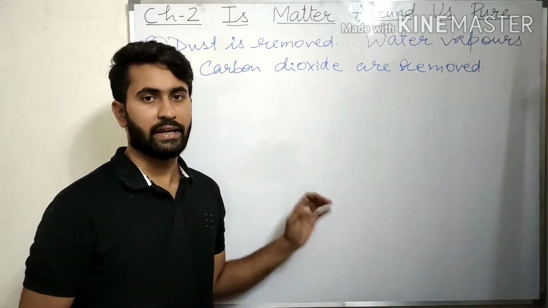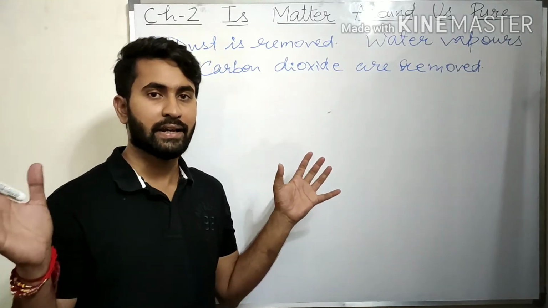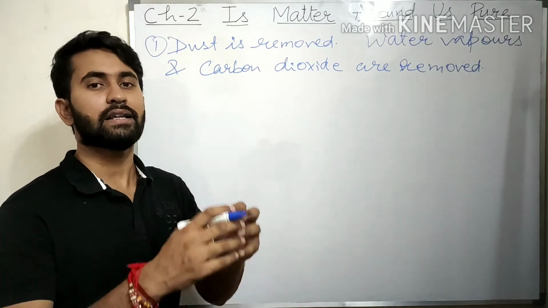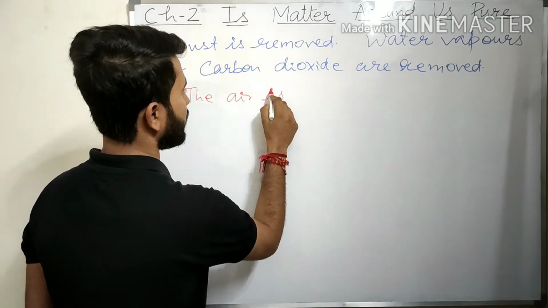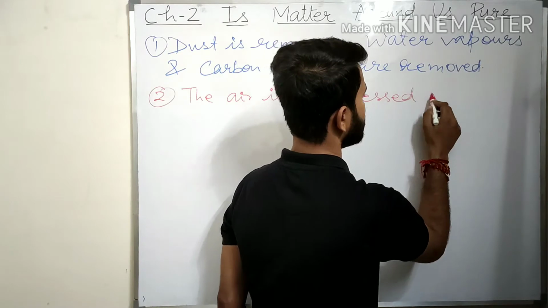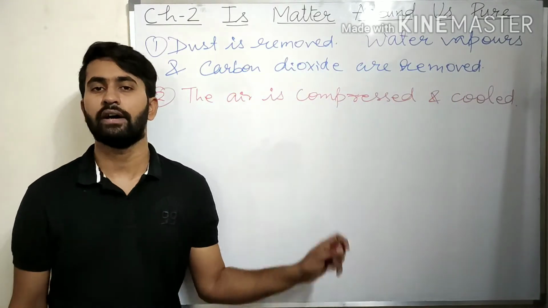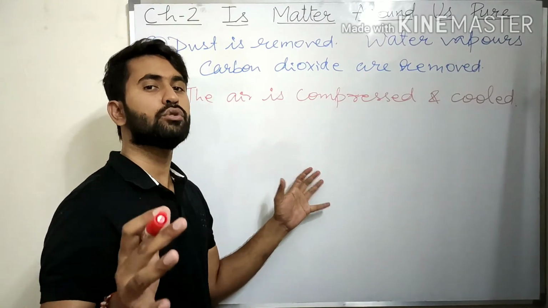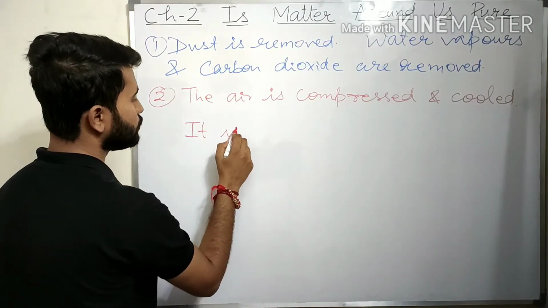For liquefying air, the air is compressed to a very high pressure and then it is cooled. For cooling the air further, it is allowed to expand.